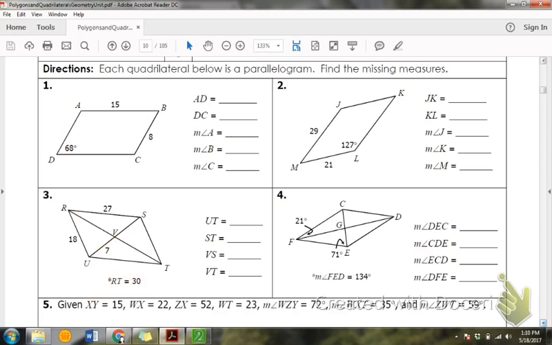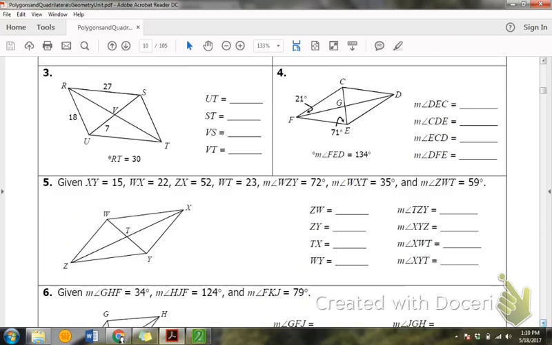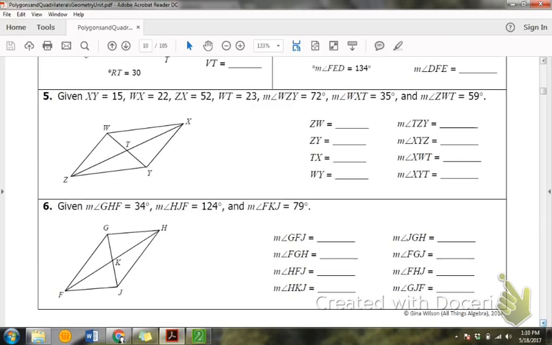And now our diagram is not labeled for us, so we need to label all of these things. So label very carefully and try to write small. XY is 15. If we know that XY is 15 before we even go on, what else could we say? Good. WZ is also 15. Z to X is 52. If W to T is 23, what else is 23? T to Y. Okay.